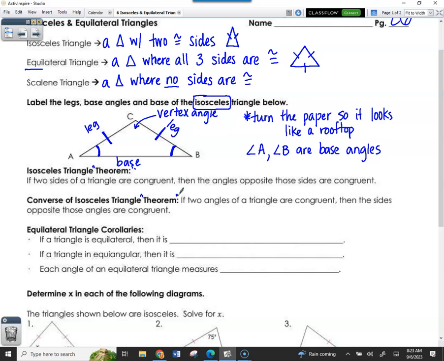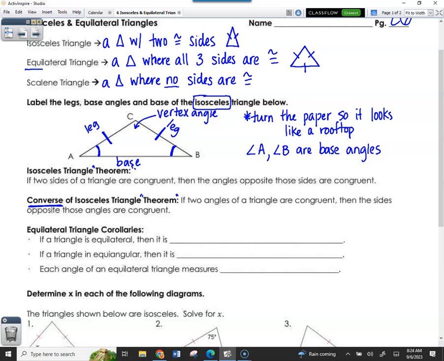Now, let's look at this one. If two sides of a triangle are congruent, then angles opposite of those sides are congruent. They're telling you, if you know two legs are equal, then you know base angles are equal. Then it says converse. This is important to start wrapping your mind around. What do you think converse means? Not the shoes.